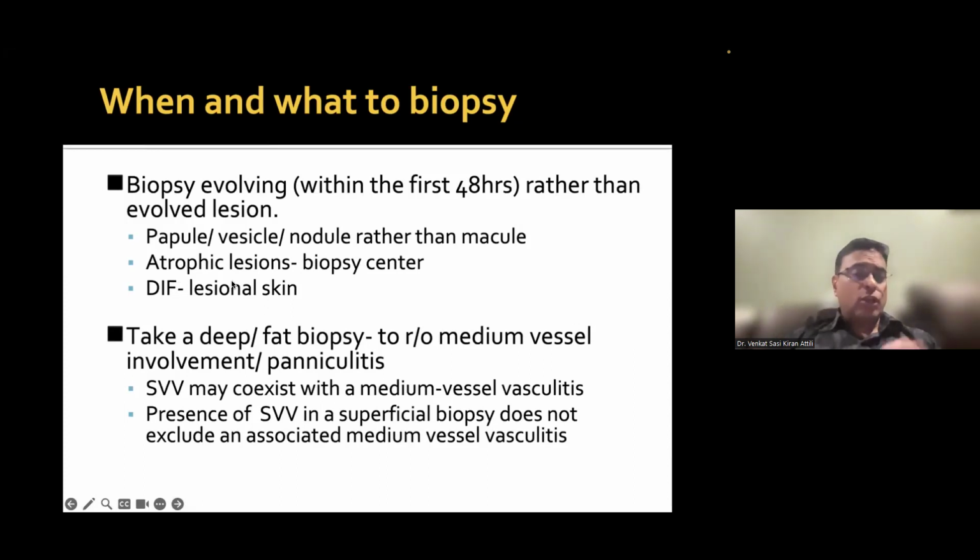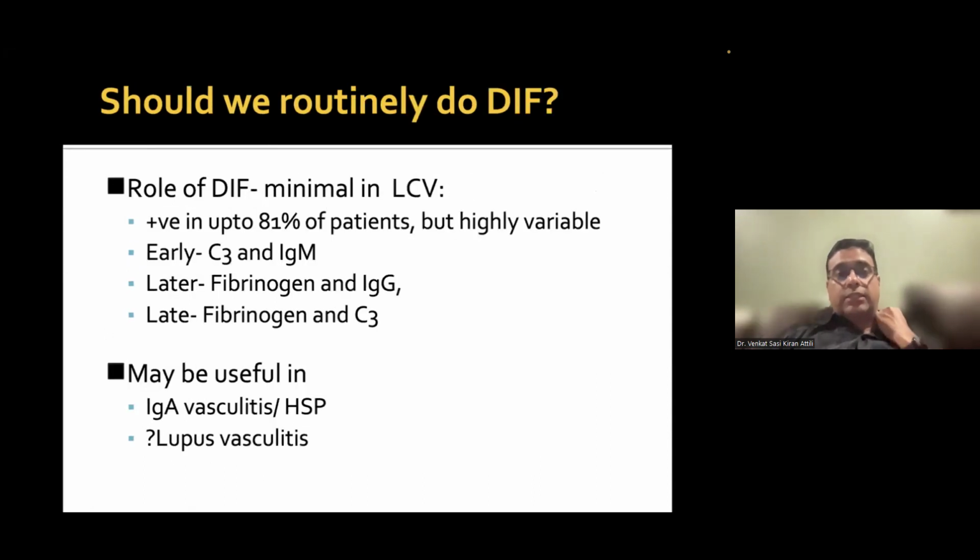DIF, if you're doing it, do it for lesional skin, not perilesional, again. Take a deep biopsy, if possible including fat, to rule out a medium vessel involvement and a panniculitis. And remember, I told you, small vessel vasculitis may coexist with a medium vessel vasculitis, and the presence of small vessel vasculitis does not exclude an associated medium vessel vasculitis.